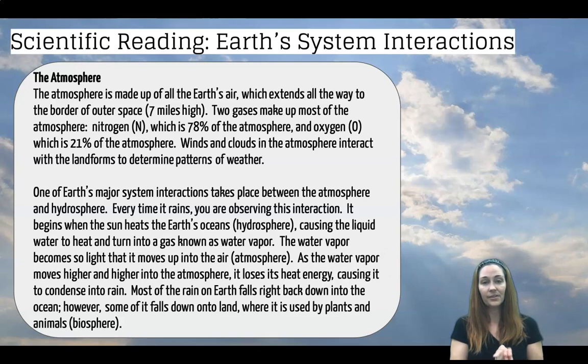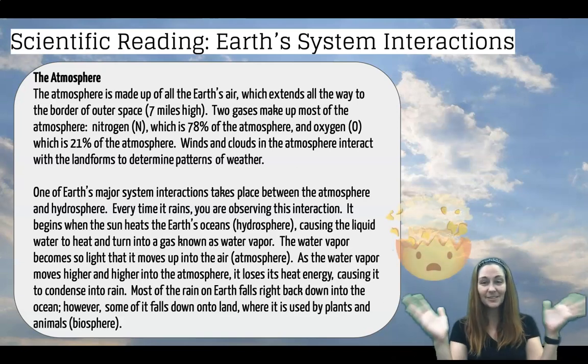Most of the rain on Earth falls right back down into the ocean. That makes sense because most of the Earth is ocean. However, some of it falls down onto the land where it's used by our plants and animals, which is part of our biosphere. Right? Seriously, cool.